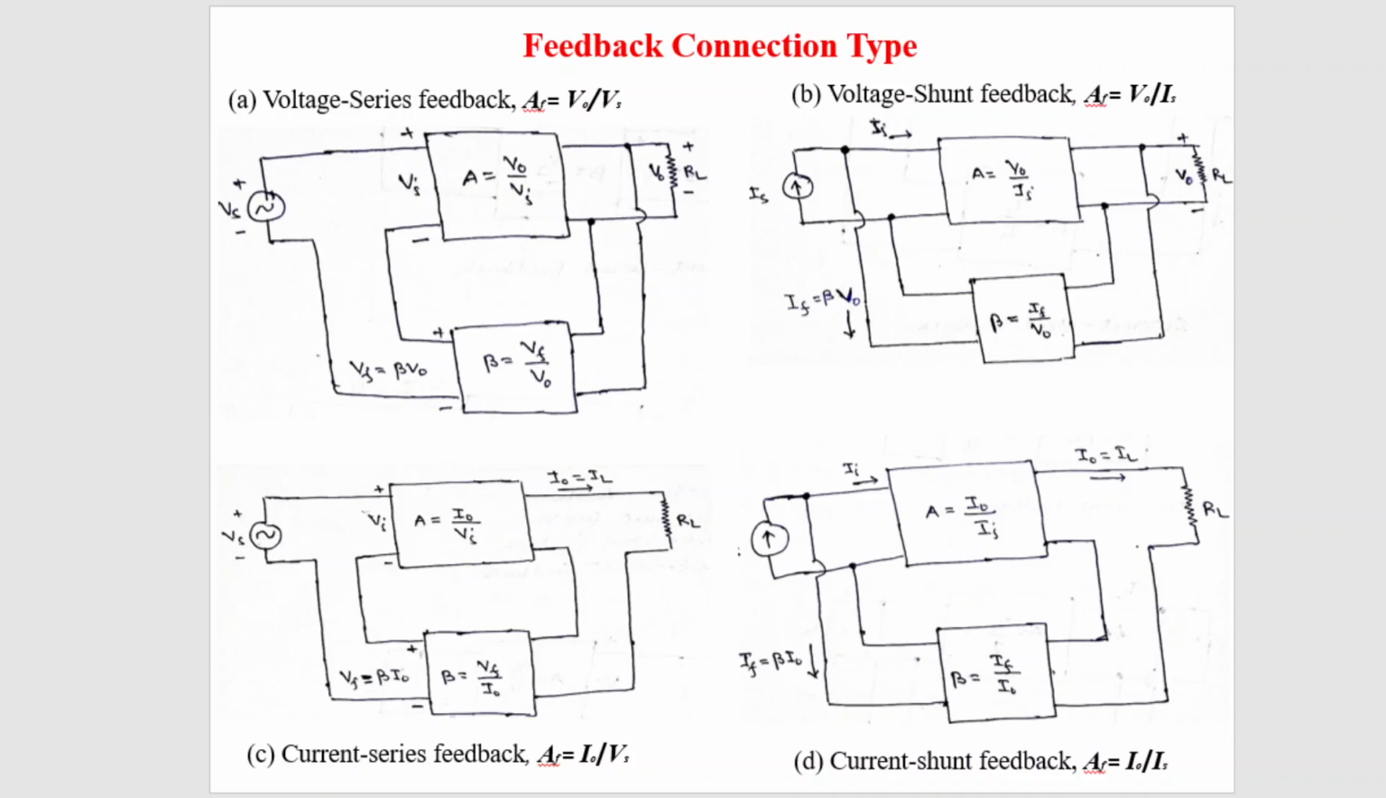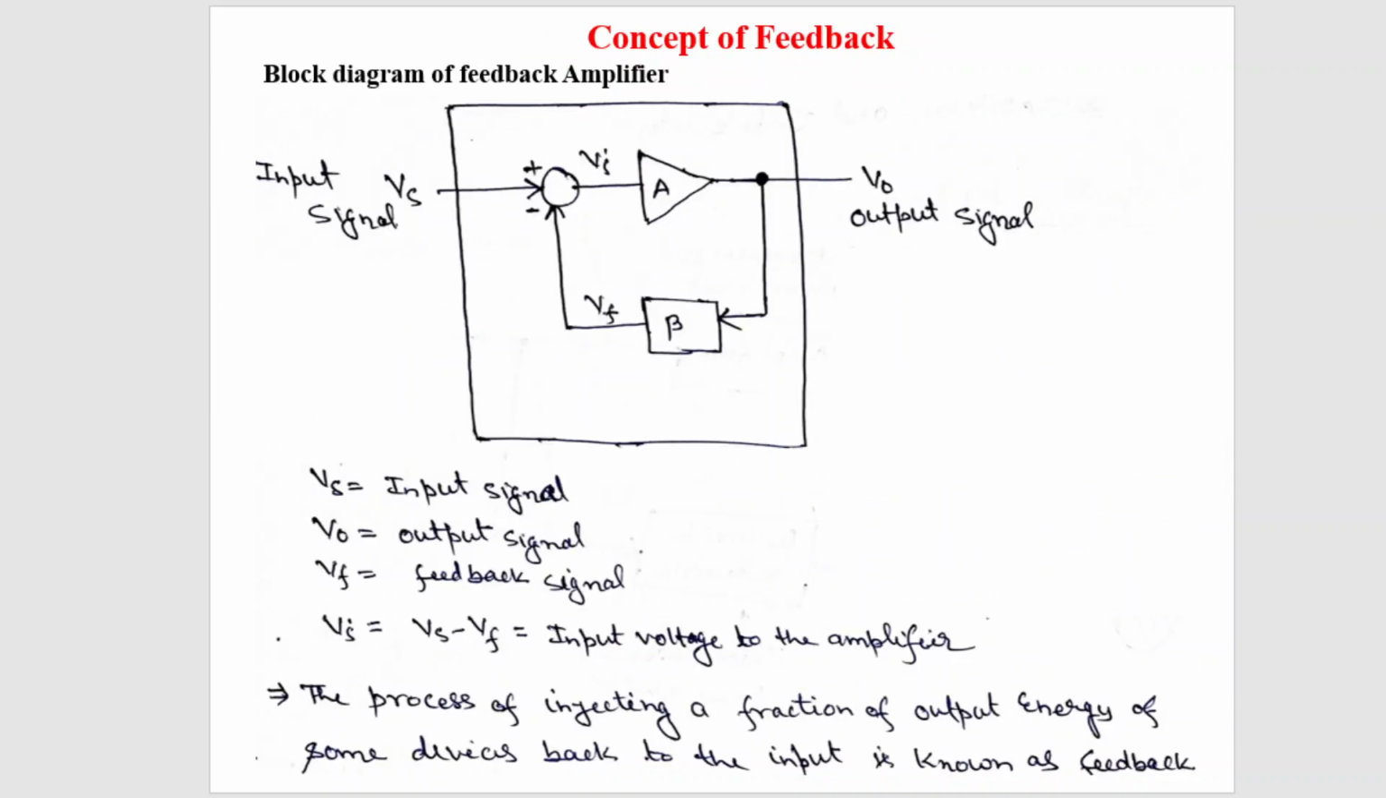In this lecture, I have discussed the basic concept of feedback in the circuit, and why we require feedback in an amplifier circuit. As I discussed with the block diagram, if we take a fraction of the output signal and feed it back into the input, that is called feedback. Depending upon the phase of the input signal and the feedback signal, there are two types of feedback, positive feedback and negative feedback.